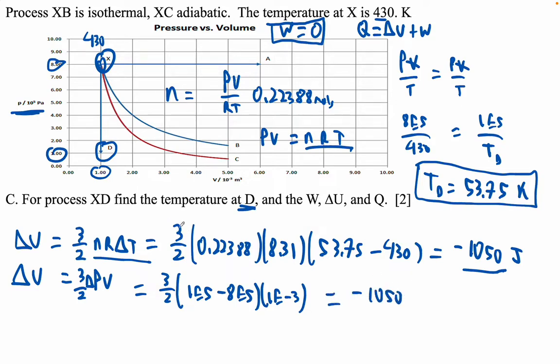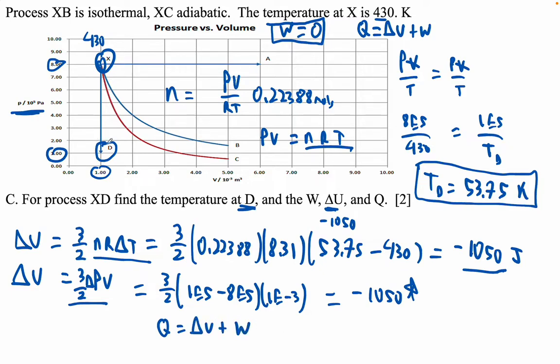So, life is short, and so is the time you have for the IB test. So go ahead and use this. This is the way to do it, right? So now the question is, we found the delta U is negative 1050. So let's figure this out, right? We want to figure out the Q. Well, Q is delta U plus work.